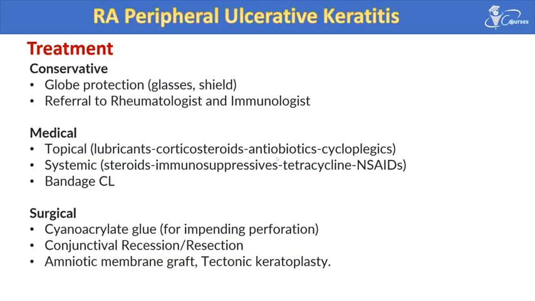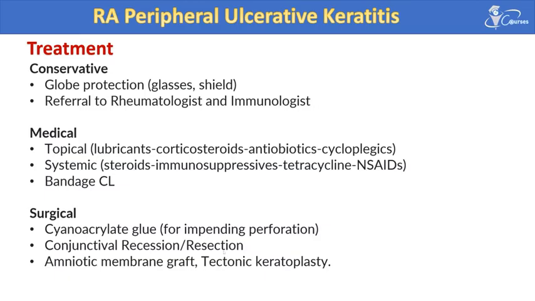Topical antibiotics in case of secondary bacterial infection, cycloplegics to relieve the pain, and systemic steroids, as I just mentioned to you. Bear in mind that if you are giving systemic immunosuppressives, they will take some time to work, about 2 weeks or so, to have an effect in the eye. Tetracycline is used due to its anticollagenase effect, and non-steroidals for the pain. A bandage contact lens also can be helpful, especially in cases of impending perforation or descemetocele. Surgical options, if there is perforation: cyanoacrylate glue, and conjunctival recession or resection.